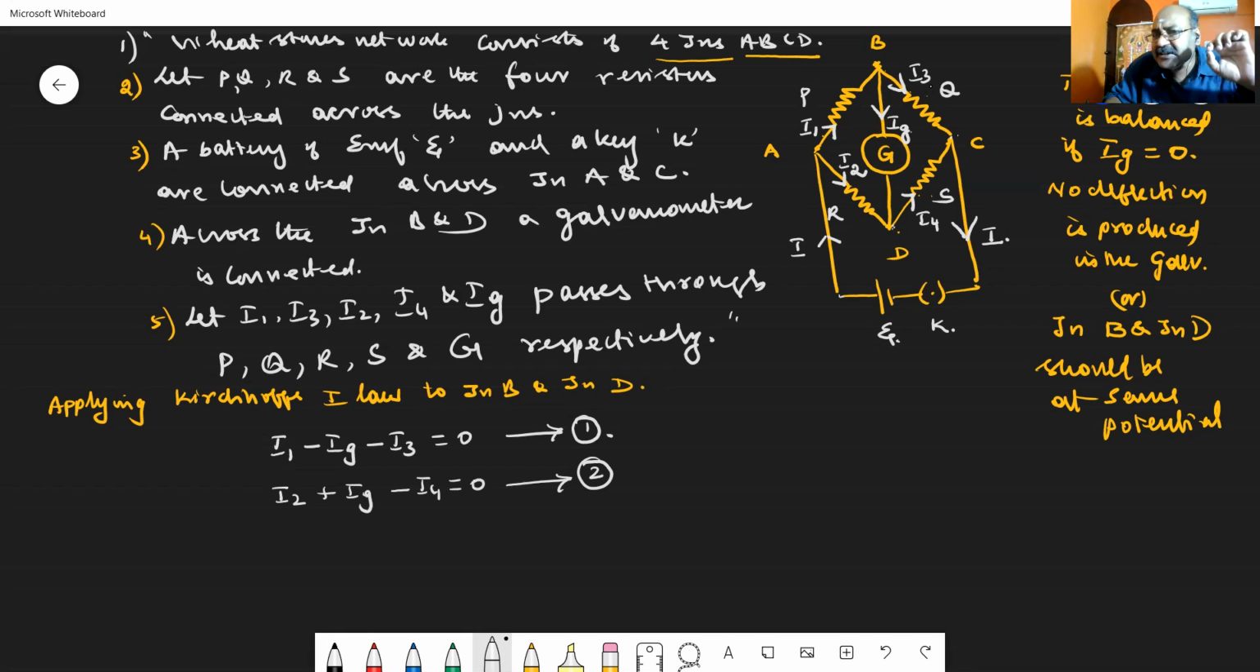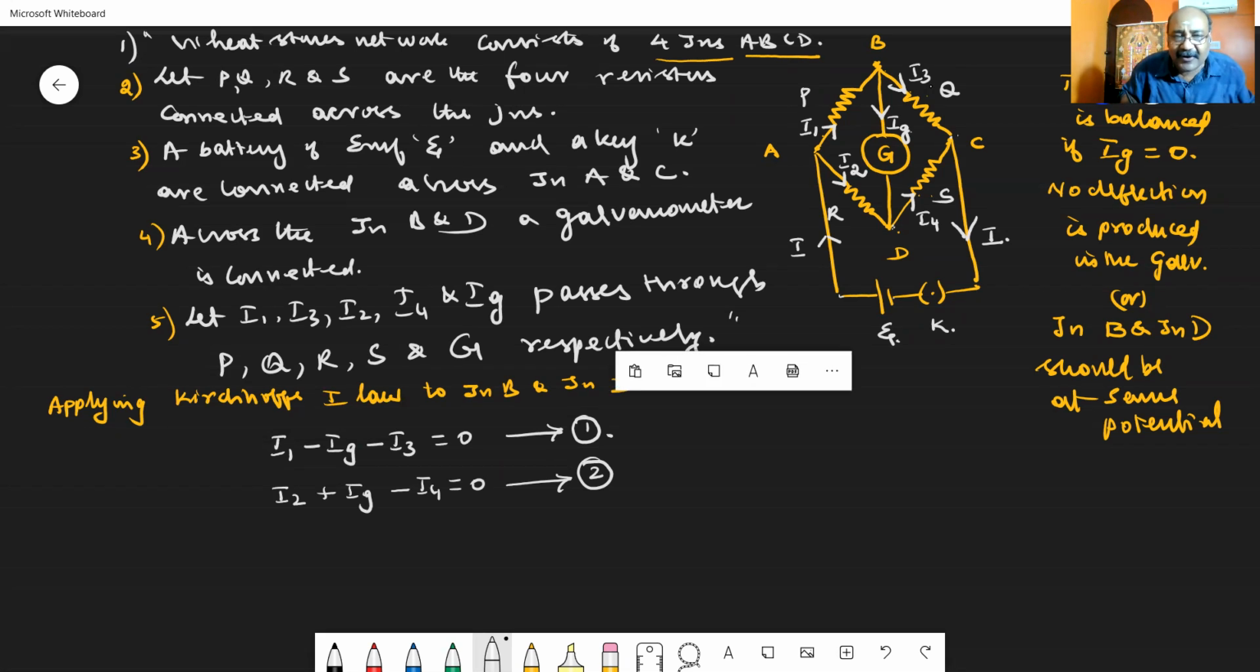When applying Kirchhoff's first law to junction B, the current I1 is flowing towards the junction, so I have written plus I1. The current IG is flowing away, so minus IG. Current I3 is flowing away, so minus I3 is equal to 0. The sum of the currents meeting at the junction is 0. If the current is towards the junction, it is positive, and if it is away, it is negative. So the equation at junction B is I1 minus IG minus I3 equal to 0.